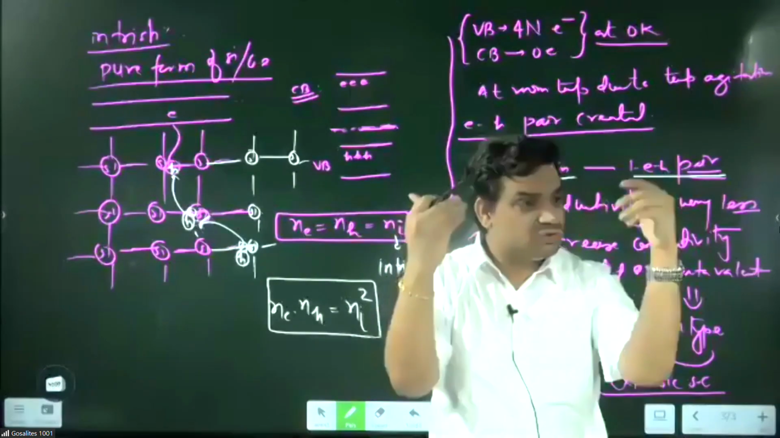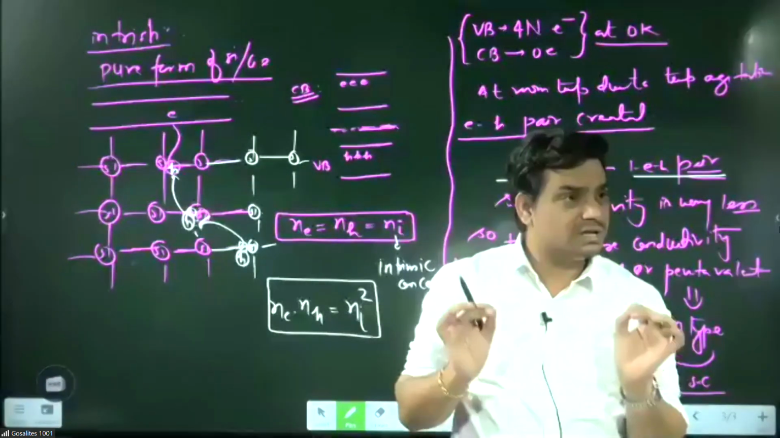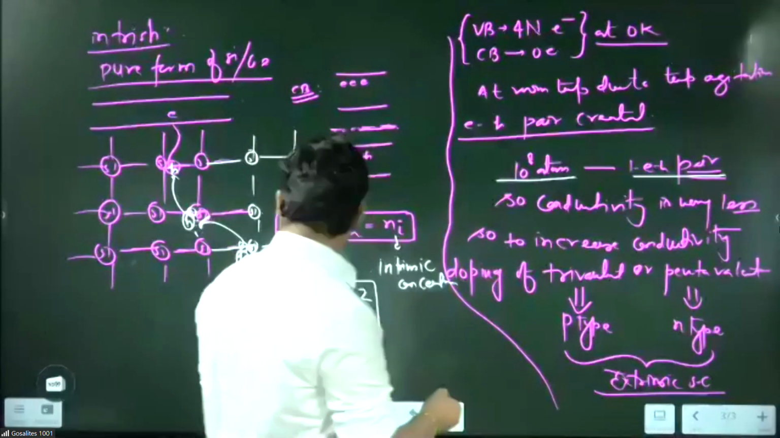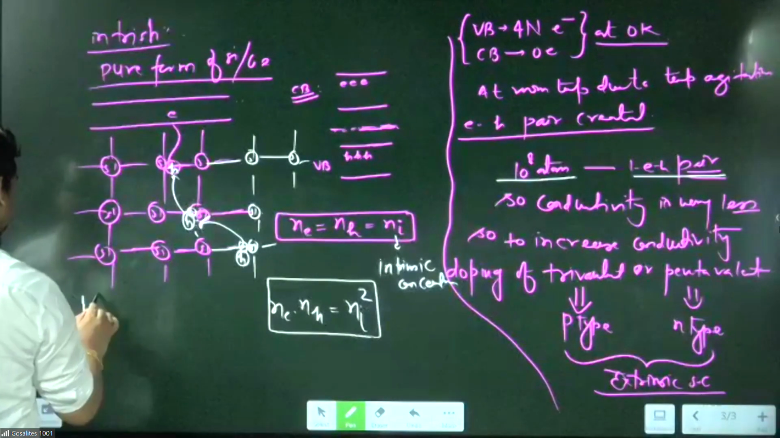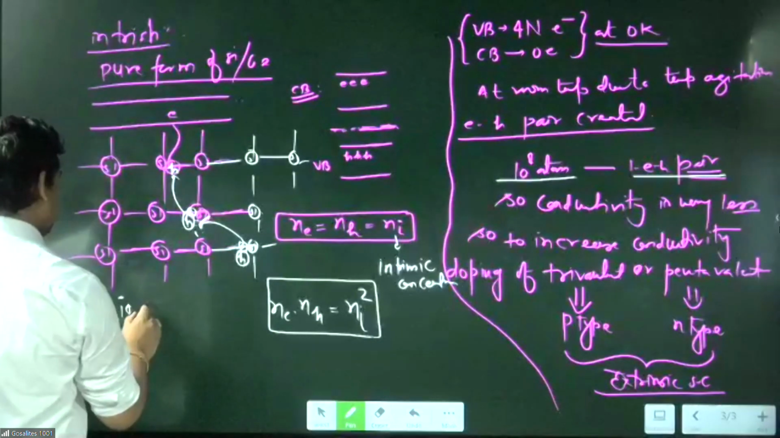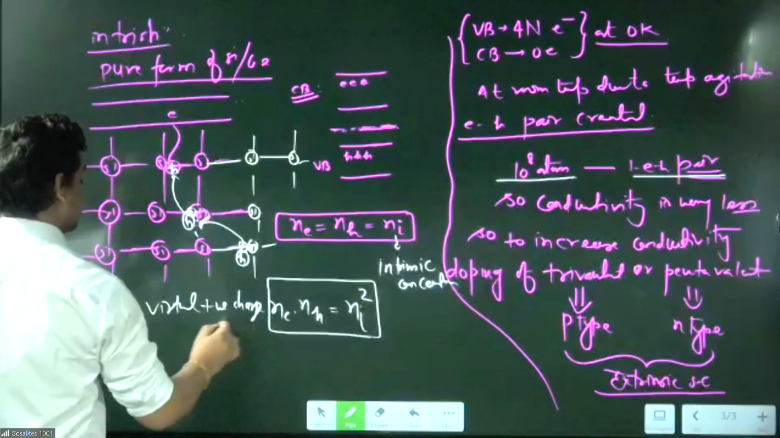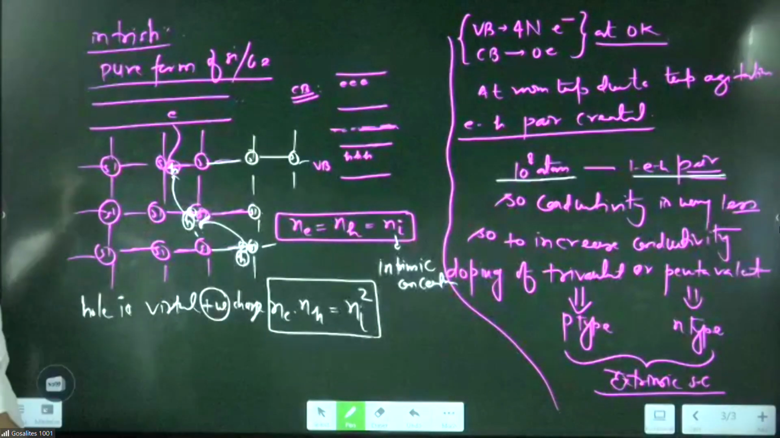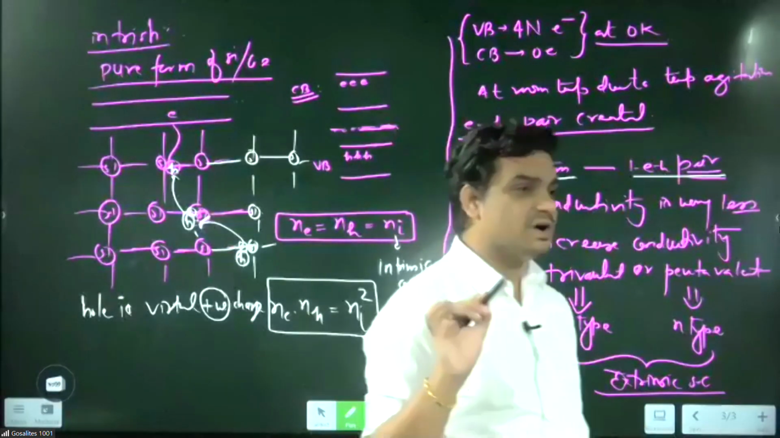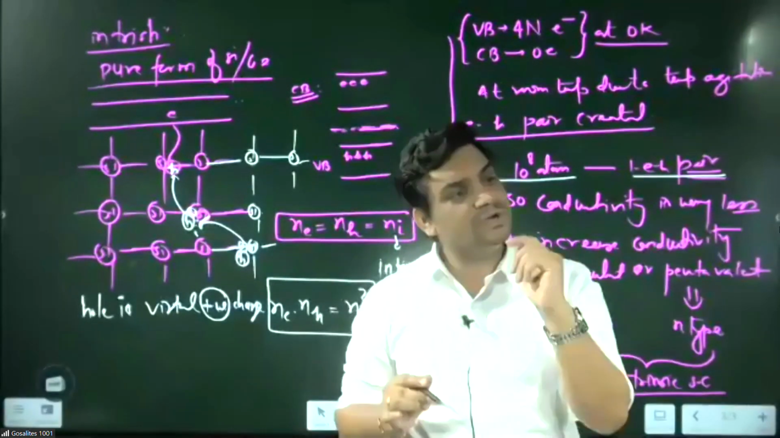So the hole is moving, but is the hole moving or the electron? The hole is a virtual positive charge. Hole is nothing but a virtual thing. Hole is the deficiency of electron. You can write somewhere: hole is deficiency of electron, and hole is virtual positive charge. Now, movement of hole is nothing but the movement of bounded or free electron.